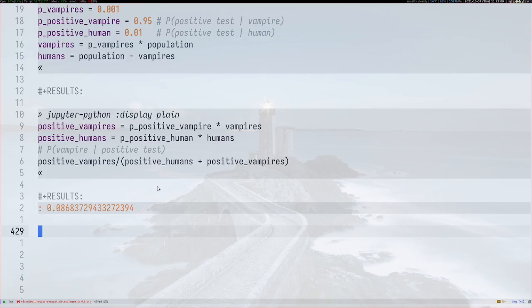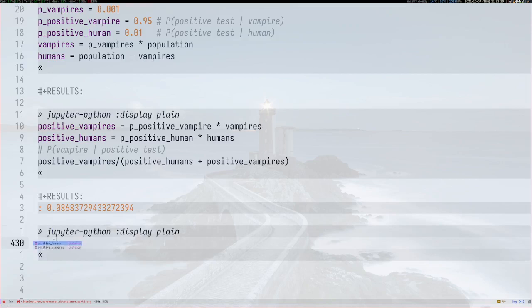This result may be surprising at first sight, but the reason why it happens is that the number of positive vampires is very low. On a population of 10,000, there are only 9.5 positive vampires, because the number of vampires in this population is very low. So although the test is positive, it is still very unlikely that the person standing in front of me is actually a vampire.